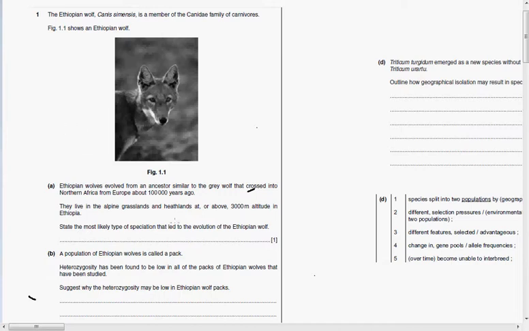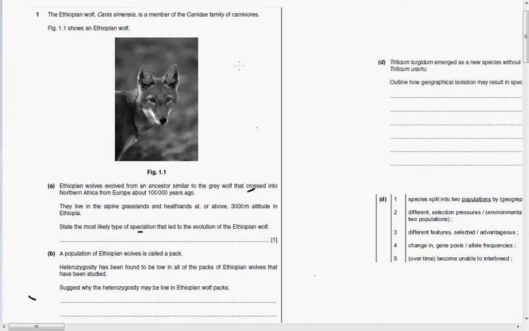Now the thing with this question is speciation. First thing we have to understand, we have to mention the type of speciation, and in most of the questions the answer is allopatric, because we know that there are 2 types of speciation.